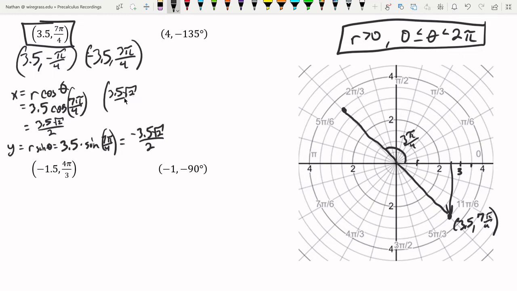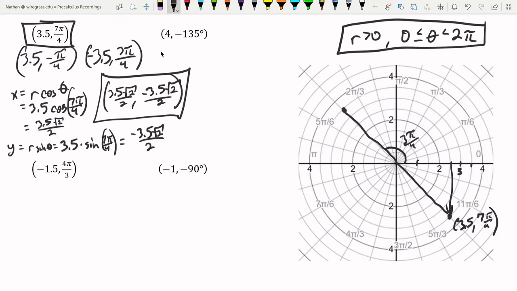3.5 root 2 over 2, negative 3.5 root 2 over 2. And of course, you can approximate that. You can get it so that there's no decimal in the fraction. Whatever you want to do, it's all the same, but this is the coordinate.